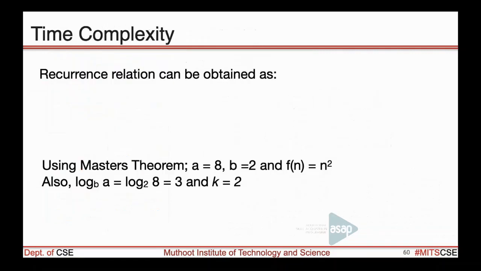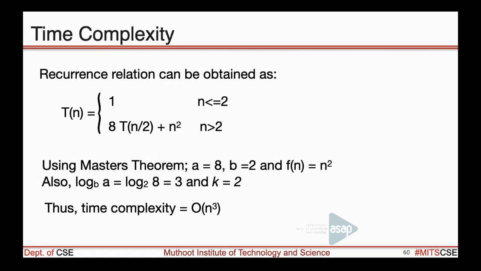So the recurrence relation of this can be obtained as T(n) = 8T(n/2) + n². Using Master's theorem, we can solve with a equal to 8, b equal to 2, and the function equal to n², which means that time complexity is in the order of n cube. So using normal matrix multiplication, we got order of n cube. Using divide and conquer, I got order of n cube. So in time complexity, there is not much improvement.